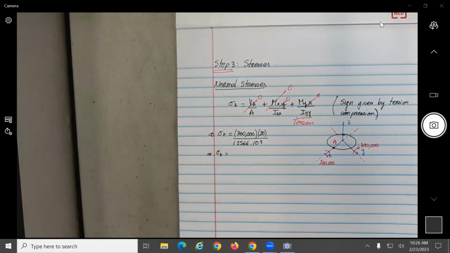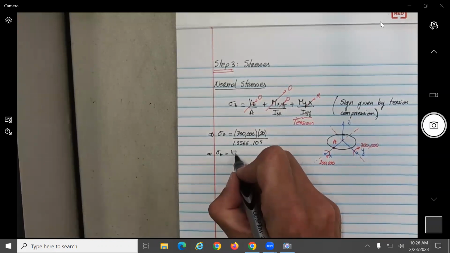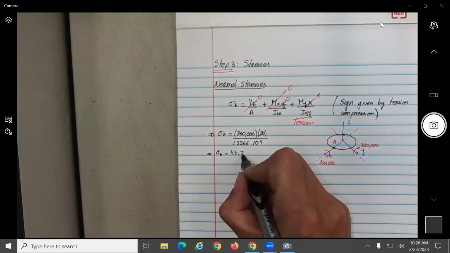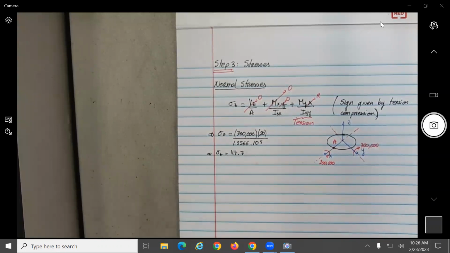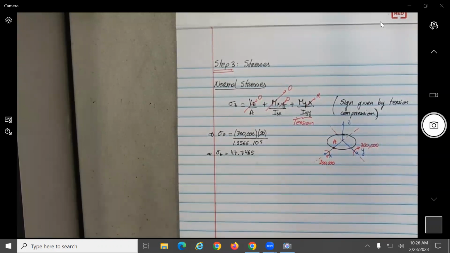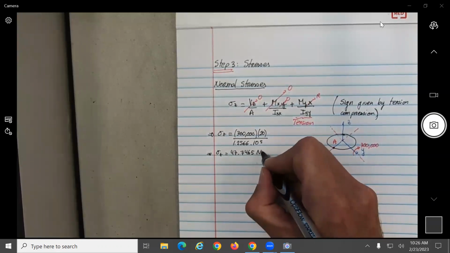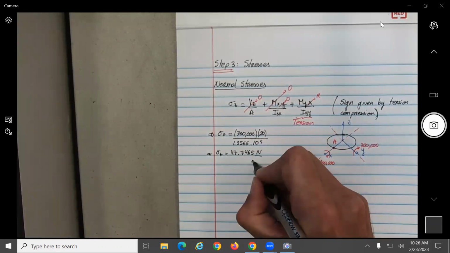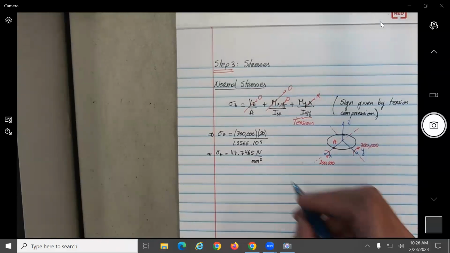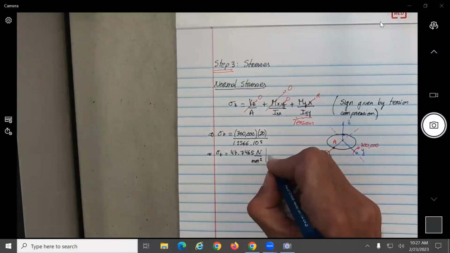Which is giving me 47.7465. I did that with MATLAB, so it's newtons per millimeter square. Okay, all we could do now, what?